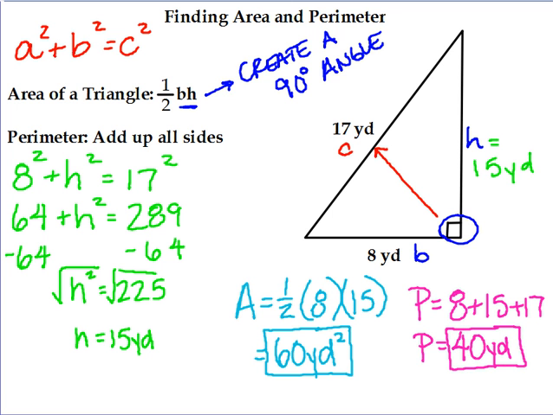So all of these problems are going to be just like this. We have to find the area and the perimeter, but something's going to be missing. And that missing length, we're always going to use the Pythagorean theorem to find it.